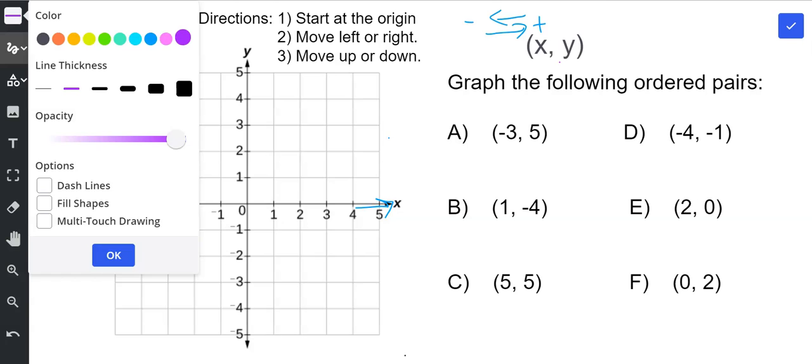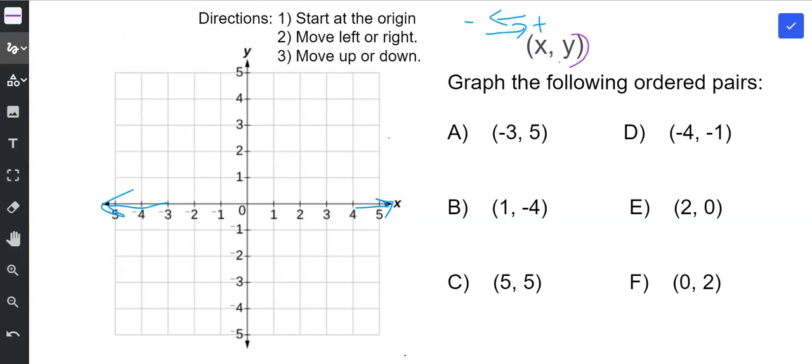Now let's move over to the y value. The y value tells you whether you're going to be moving upwards or downwards. If you're moving upwards, that means you have a positive y value. If you have a negative y value, you're going to be moving downwards. So let's take a look at this first example.